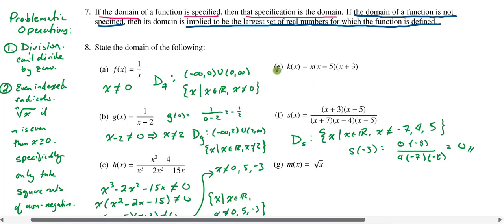So what I'd like you to do is pause the video, and I'd like you to answer letter E on your own. Go ahead and give the domain in either interval or set builder notation. But please, folks, it's especially important that you pause the video and actually try this so that you have a working guess.